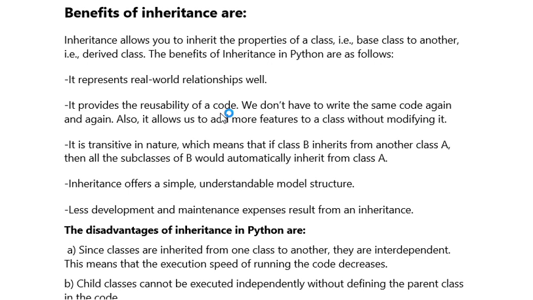So no need to write the entire code again in the child class. No need to write all the methods or properties which are there in the parent class again in the child class. Just by using the parent class name, we can access them in the child class. We don't have to write the same code again and again.